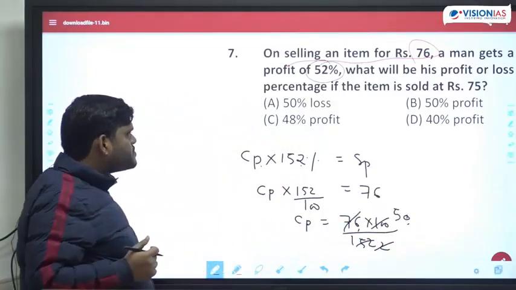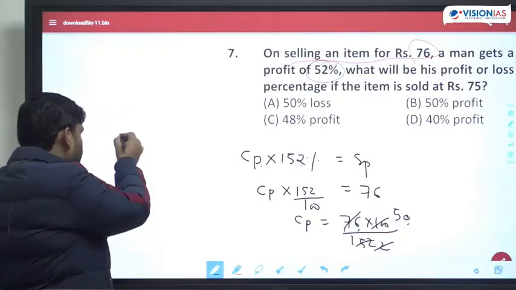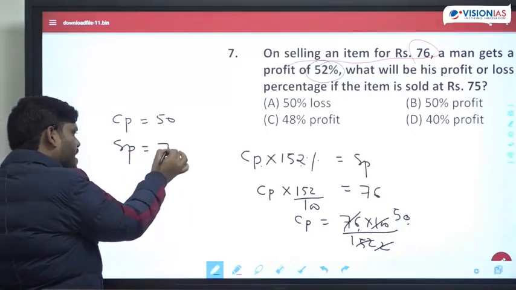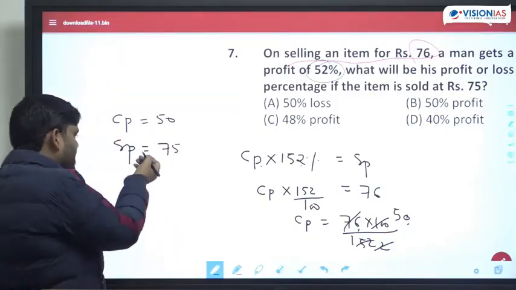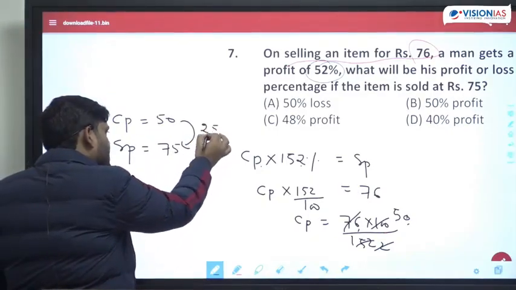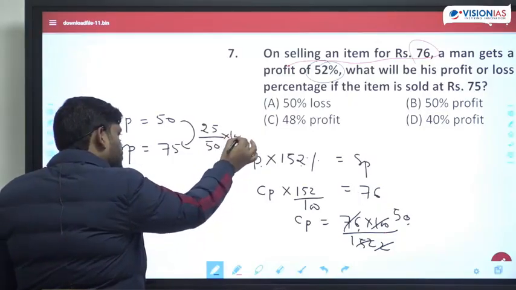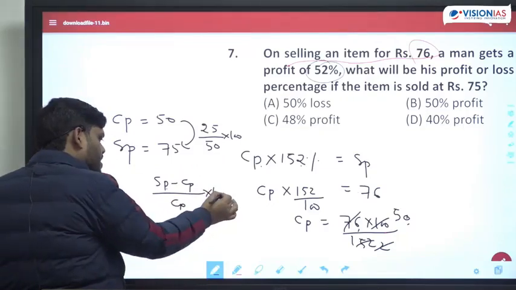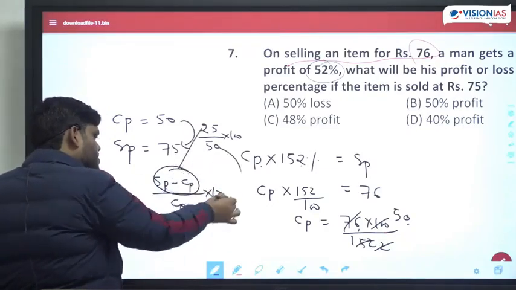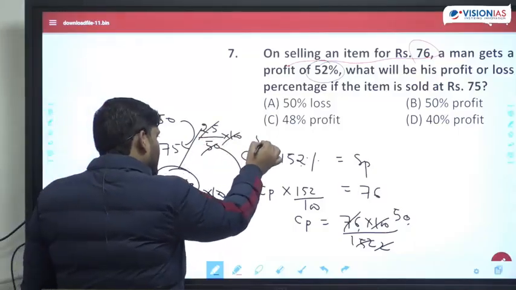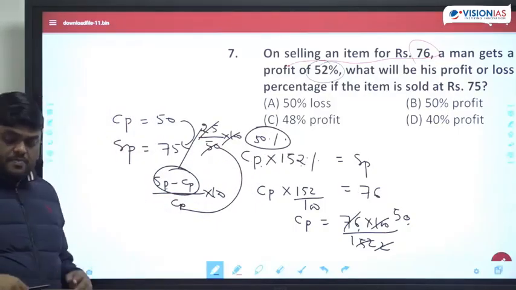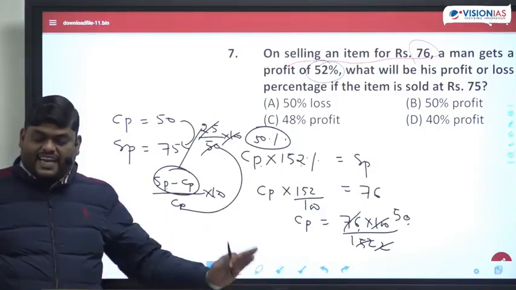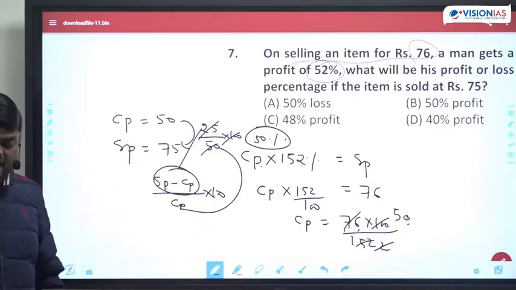Yes, 50 rupees. And now we have the CP, and the question is, if the item is sold at 75 rupees, what is the profit? So we can find out the profit as 25 out of 50 into 100, or we can say selling price minus cost price upon cost price into 100. This is 25, this is 50 into 100. I will get 50% profit as an answer. Any doubt here?